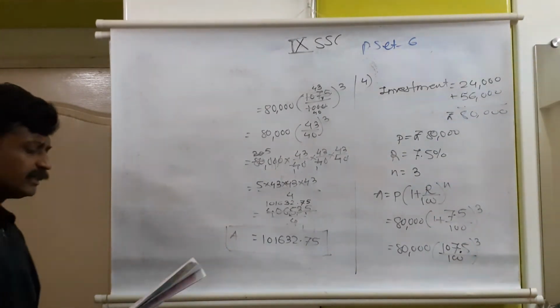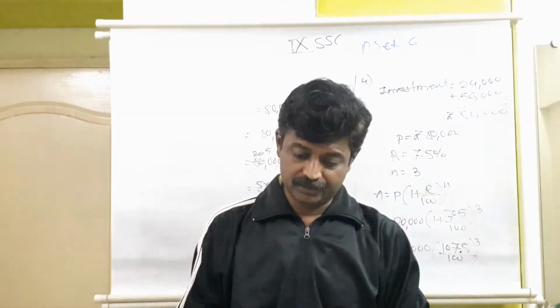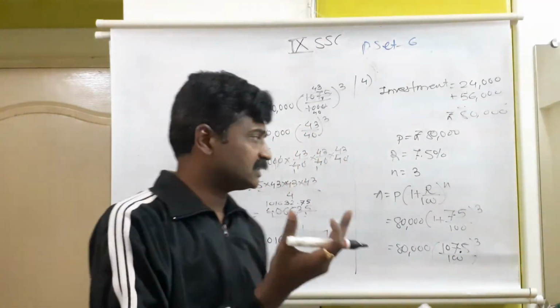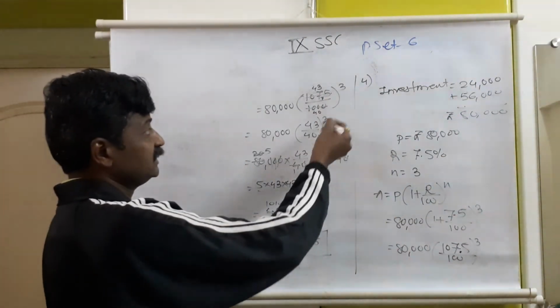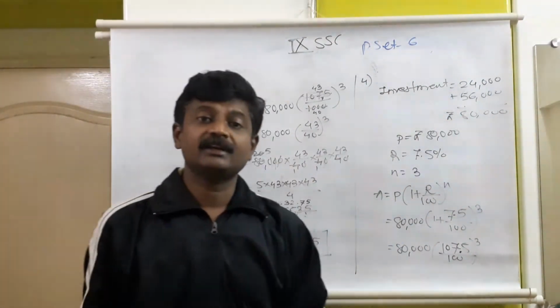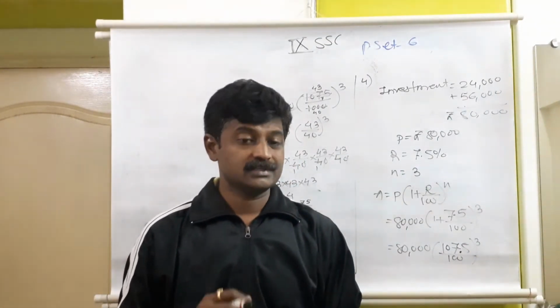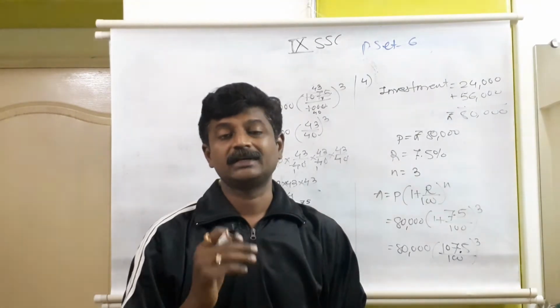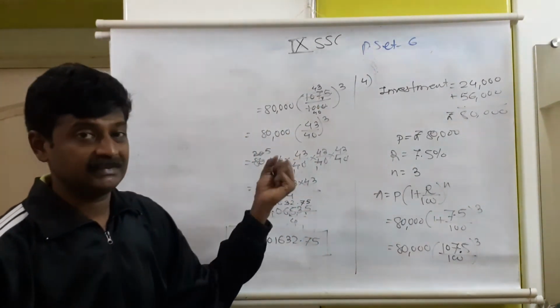Now let us continue with sum number 5. I hope you people understood question number 4. It is just related to compound interest and the calculation. So the only thing is this calculation. In 4th standard, 5th standard, 6th standard, 7th standard, 8th standard also we learn calculations, product of fractions, multiplication, addition, subtraction. So you should be strong here in the basic calculations.